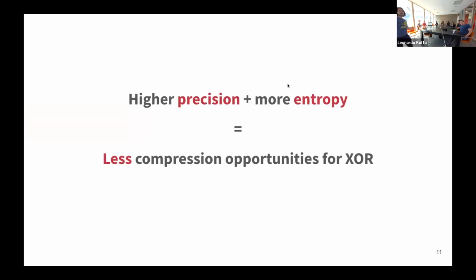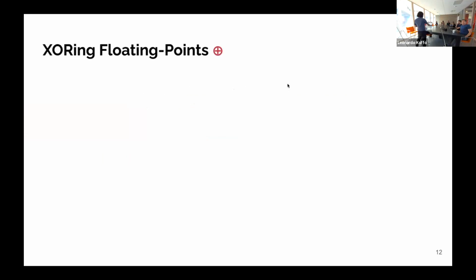So in few words, the higher the precision of these numbers, these doubles, and the more entropy they have between them, the fewer compression opportunities there are for the XOR operator, as we have seen in this example. Regardless, there have been a lot of approaches in the last few years that have very cleverly used this XOR operator to compress floating points, and they have achieved really nice results in terms of compression ratios.